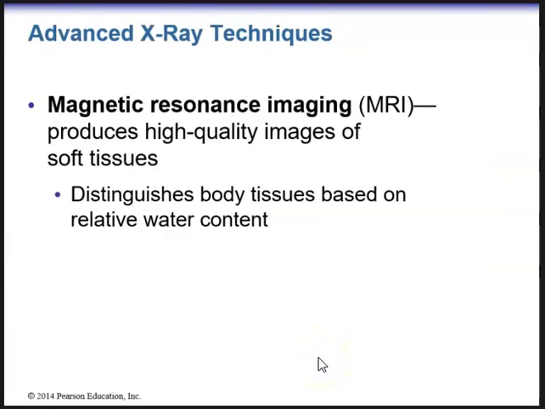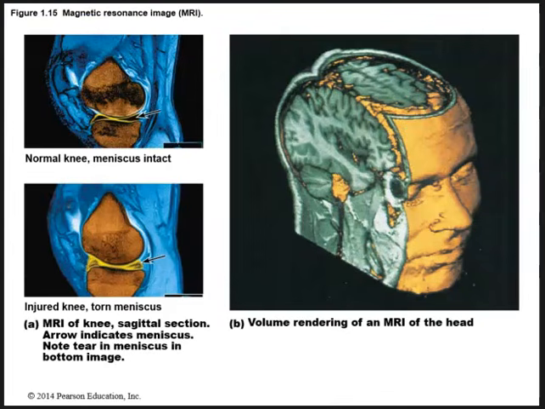Another advanced X-ray technique is an MRI, or magnetic resonance imaging. This produces high-quality images of soft tissues, helps distinguish body tissues based on relative water content. And here we can see different MRIs. We can see an MRI of a knee, a sagittal section. We can see the meniscus, that structure between the distal portion of the femur and the proximal portion of the tibia. And it will help us determine if there are any tears in the meniscus.